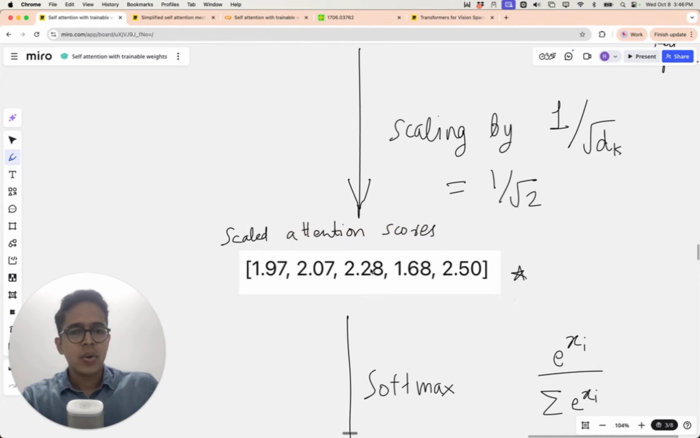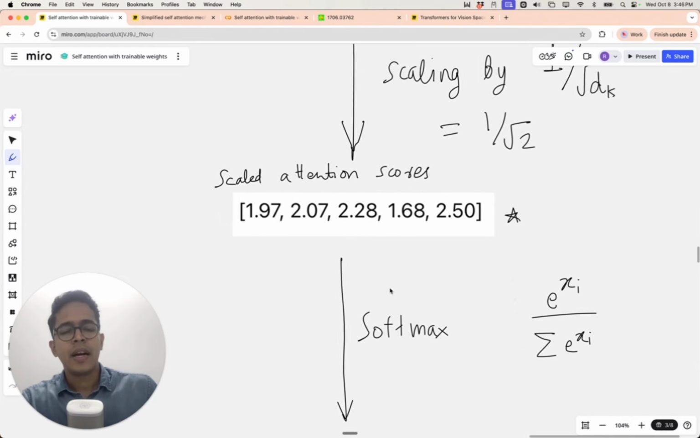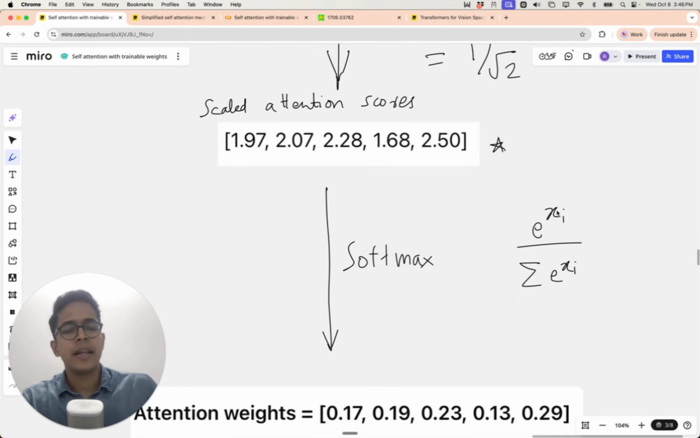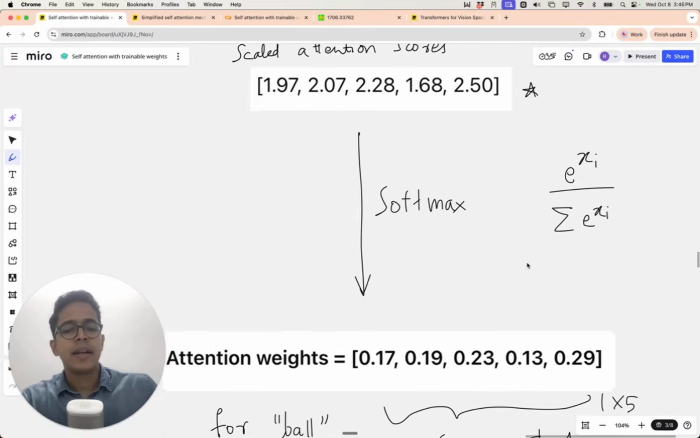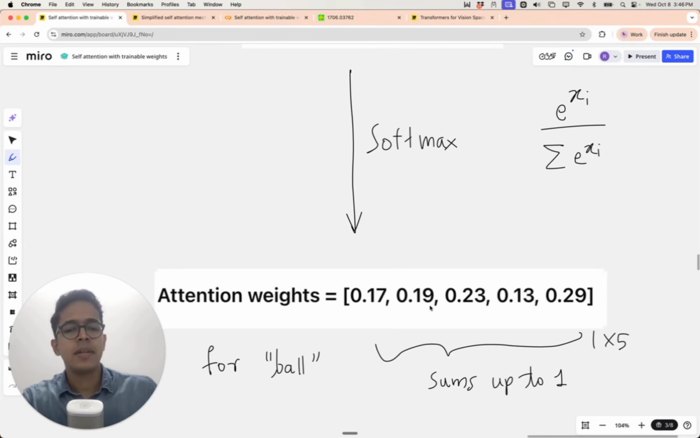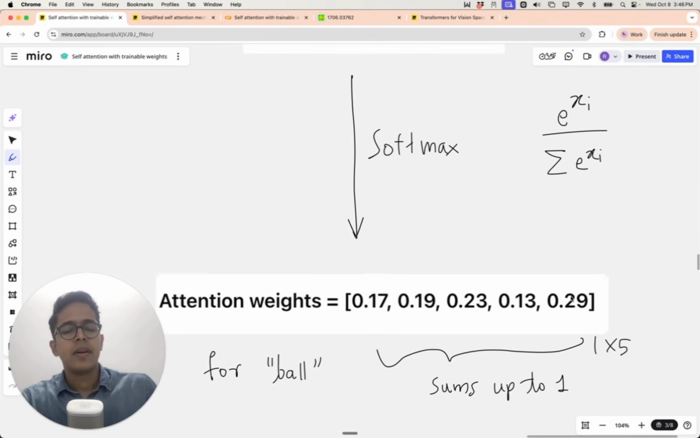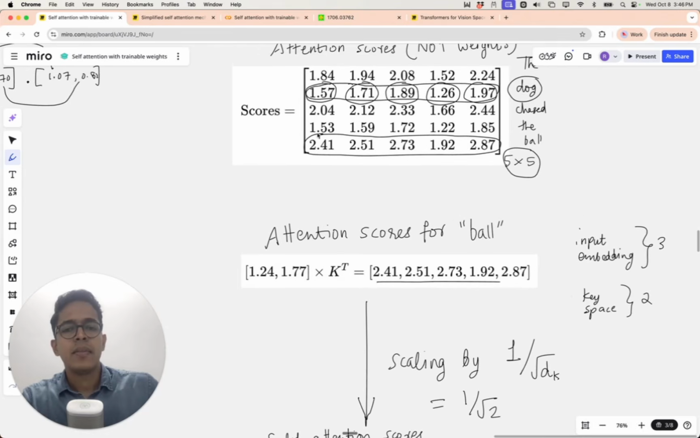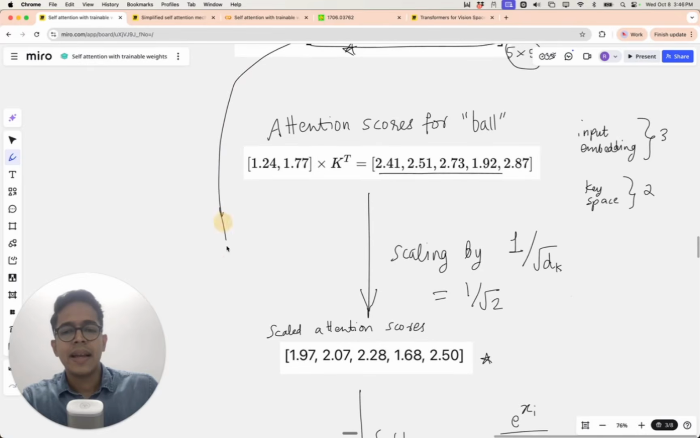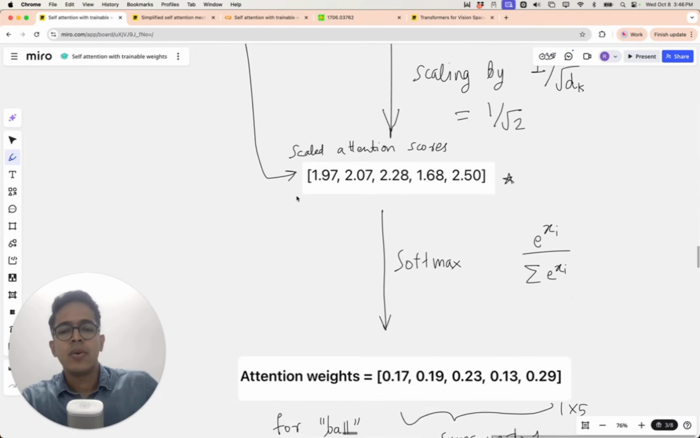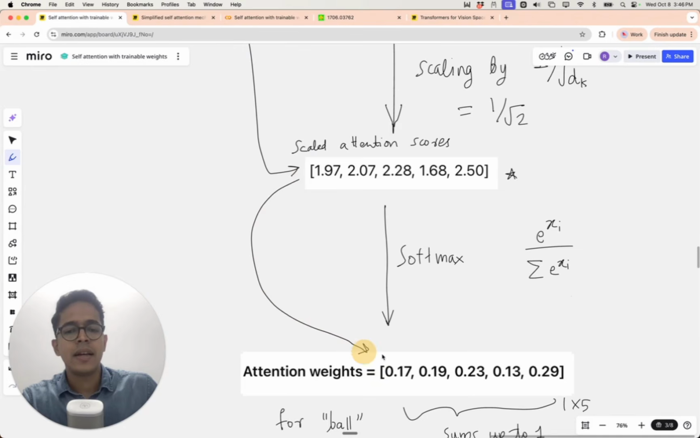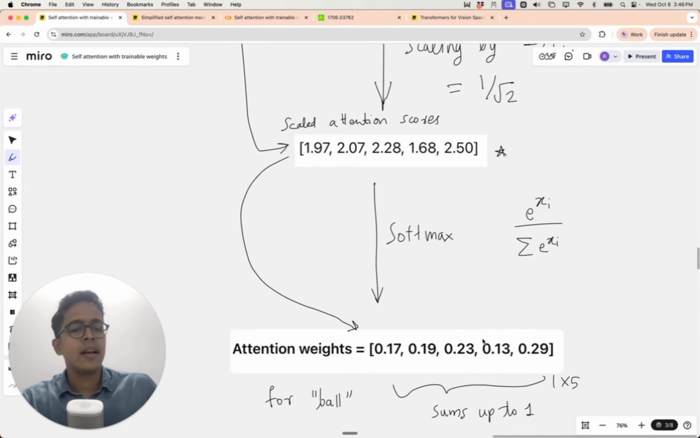Now these attention scores again do not add up to 1 because we are yet to convert them into a softmax probability distribution. We do that using this formula, e raised to xi divided by the sum of e raised to xi. When you do that, you get your attention weights, which are numbers that add up to 1. So you go from attention scores to scaled attention scores, and then from scaled attention scores to attention weights.